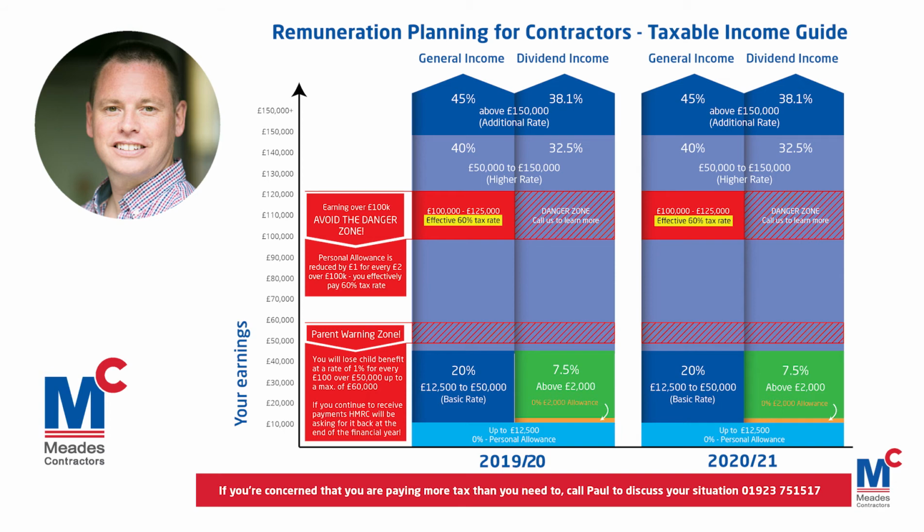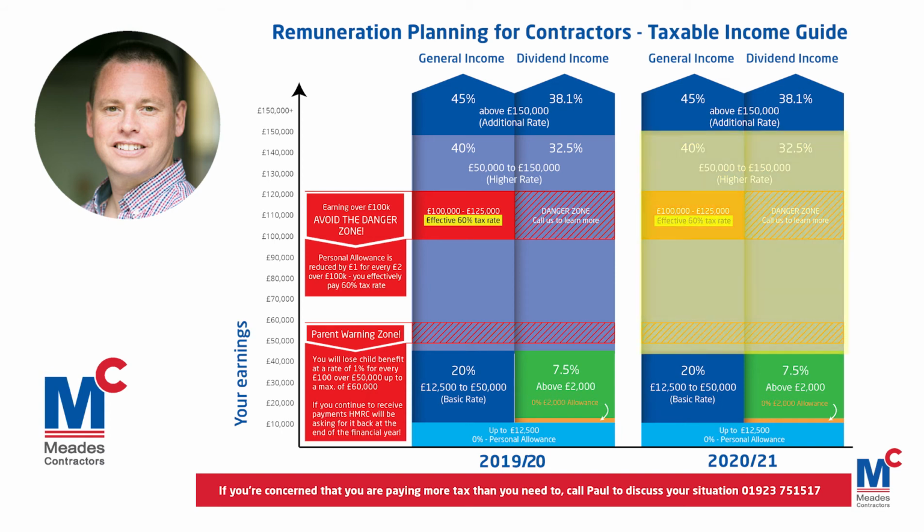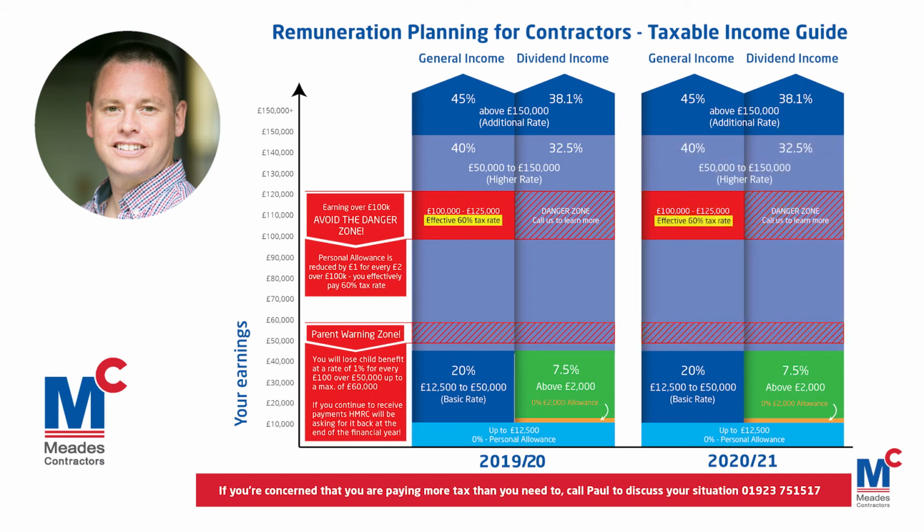Once we go above £50,000 worth of income, we move into the higher rate of tax, which is 40% as previously for general income, and for dividend income this rate is now 32.5%, that being the 25% in the higher rate plus 7.5% dividend tax.